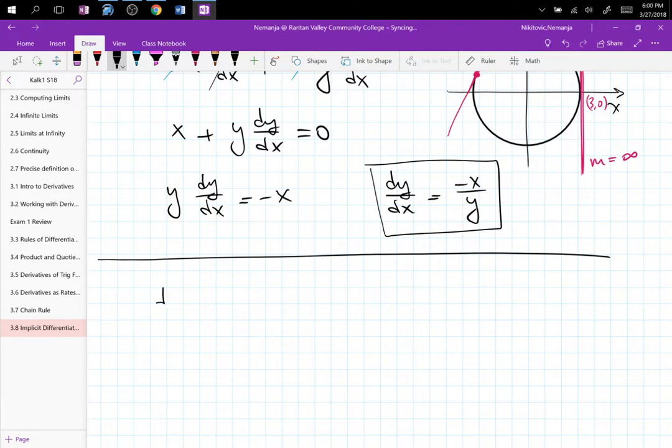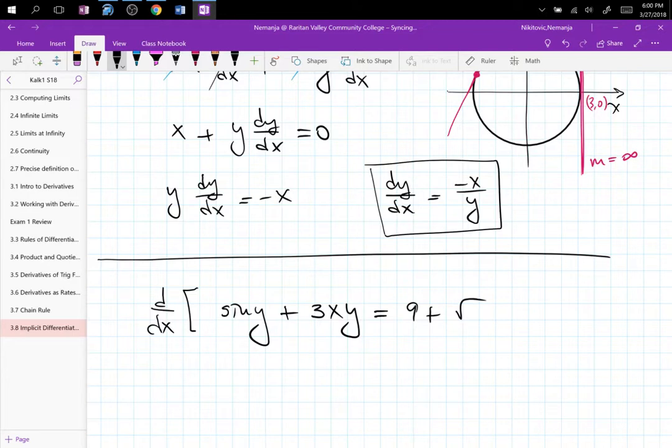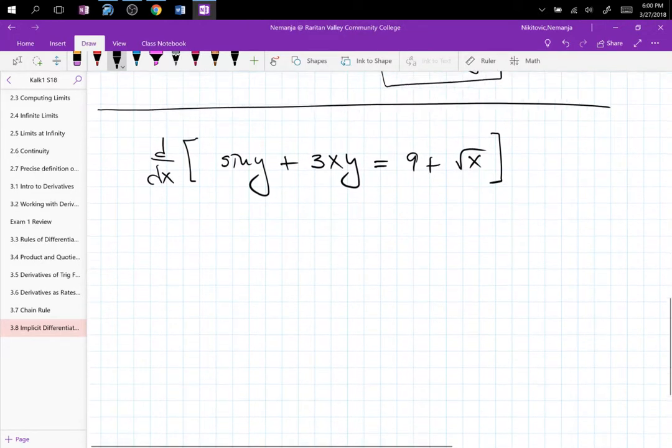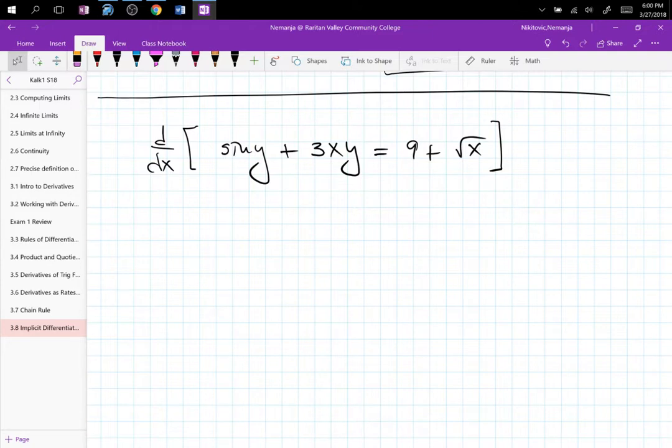So how about the derivative with respect to x of sine y plus 3xy is equal to 9 plus the square root of x. So I already told you the secret, right? Do it term by term. Every time you take the derivative of y, you have to follow with a chain. Every time you take the derivative of x, you can ignore it.